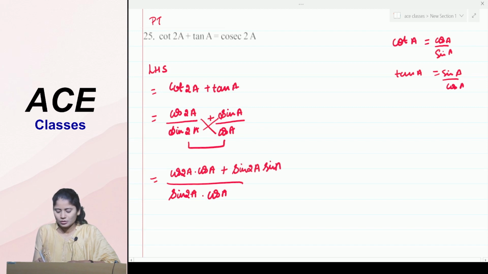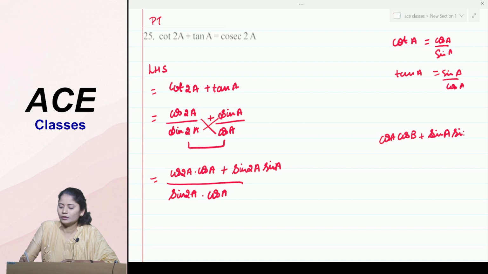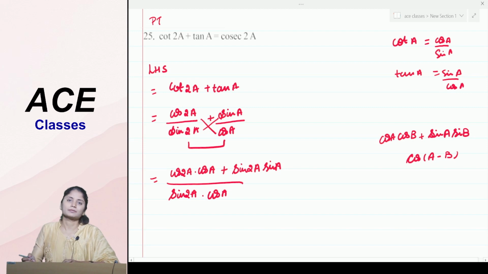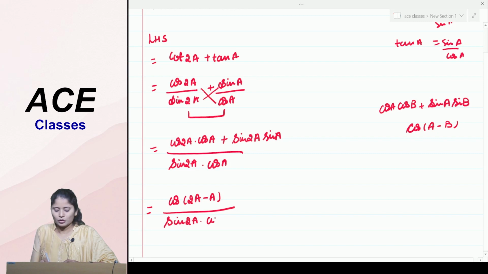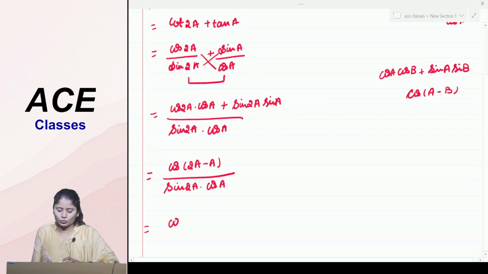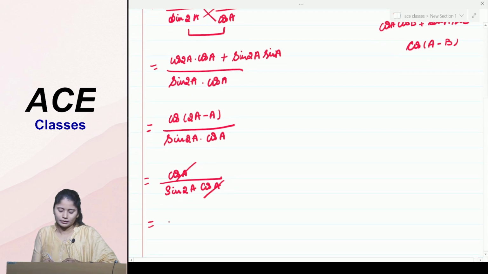Now this numerator is in the form of cos A cos B plus sin A sin B, which I can write as cos of A minus B. If it is plus, you need to take minus, and if it is minus, you need to take plus. So numerator will change to cos of 2A minus A, that is cos A itself, over sin 2A into cos A. Cos A will get cancelled. Final answer is 1 over sin 2A.